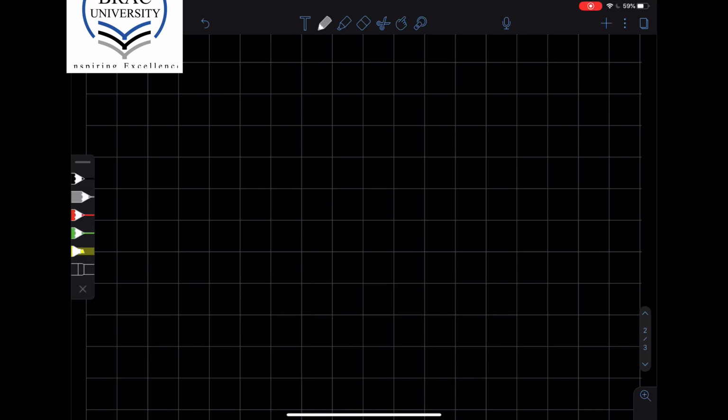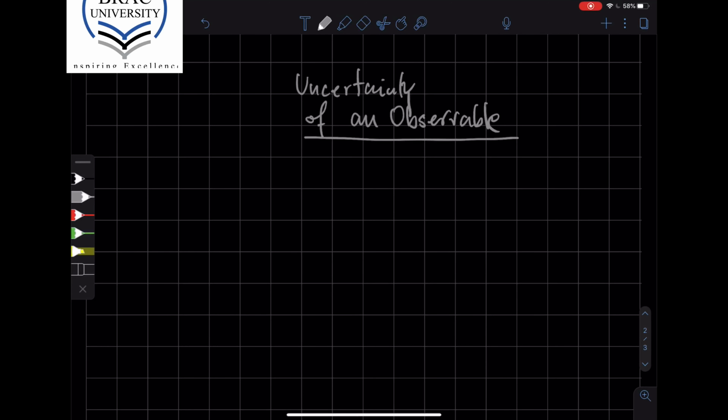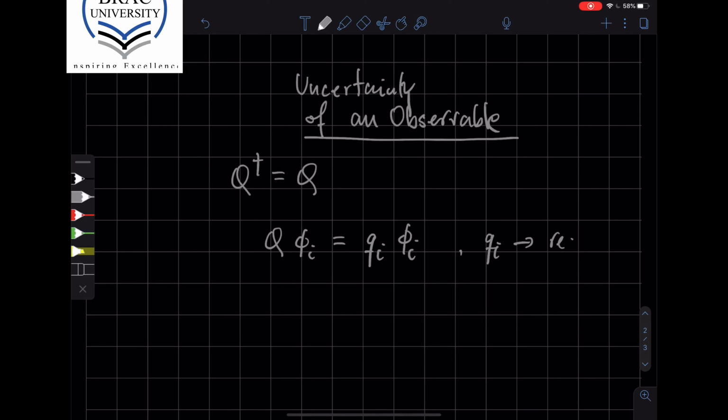So let us formally define what we mean by uncertainty of an observable. Suppose Q is some observable. That means that it is a Hermitian or self-adjoint operator, and that its eigenvalues are real. So if phi_i are the eigenfunctions of Q, then Q acting on phi_i will give us the eigenvalues small q_i times phi_i, and these q_i are real.